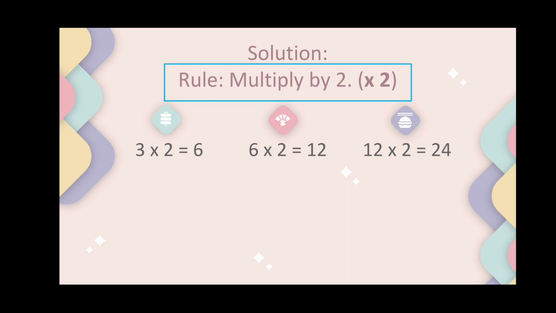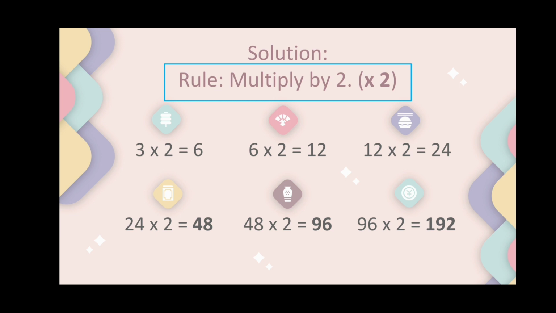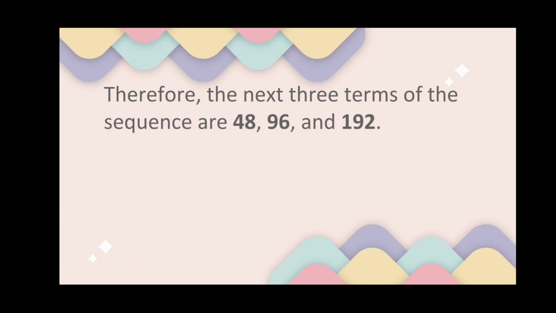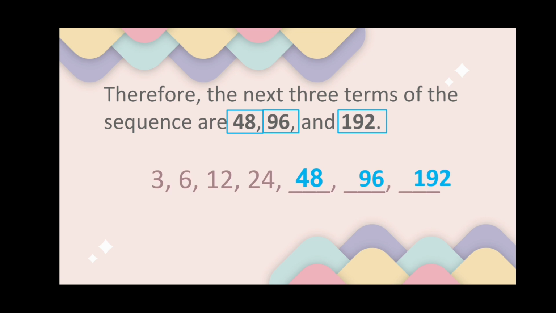So, for the fourth term, we have 24 times 2, which is equal to 48. Next is 48 times 2 equals 96. And lastly, 96 times 2 equals 192. Therefore, the next three terms of the sequence are 48, 96, and 192. Now, the given number sequence will be 3, 6, 12, 24, 48, 96, and 192.